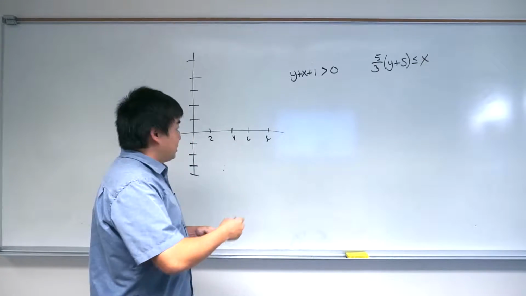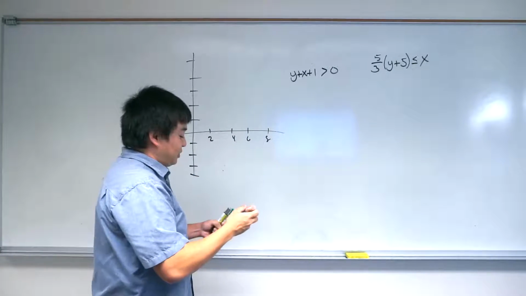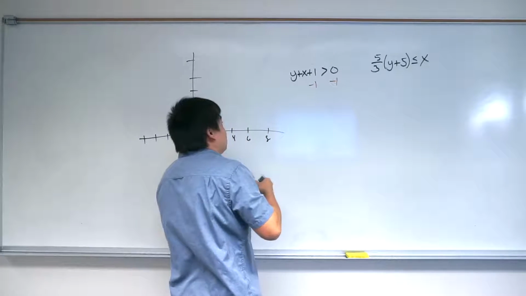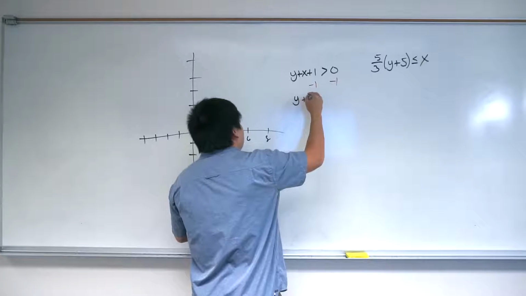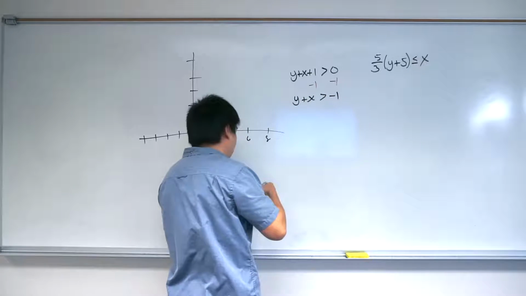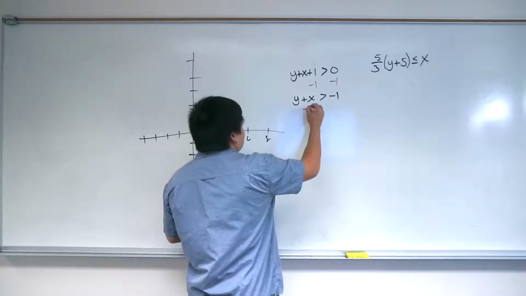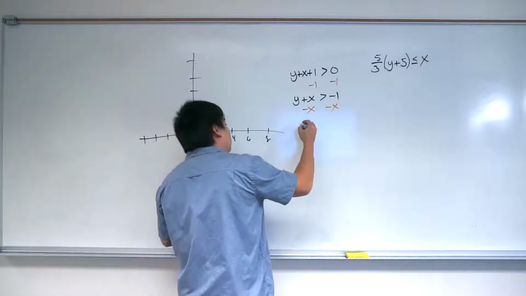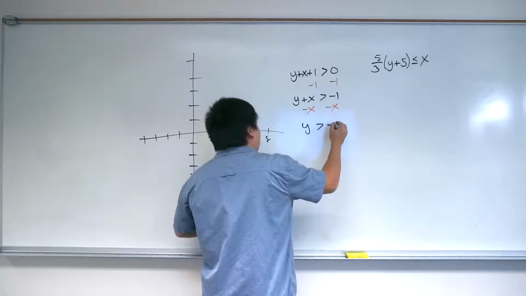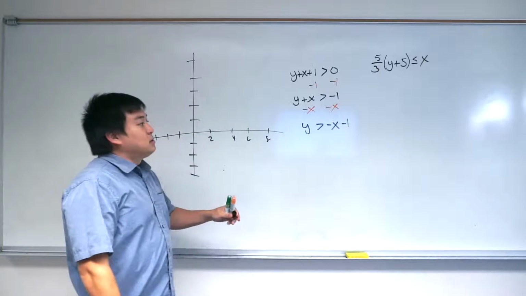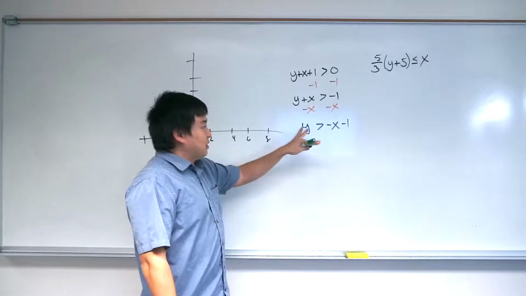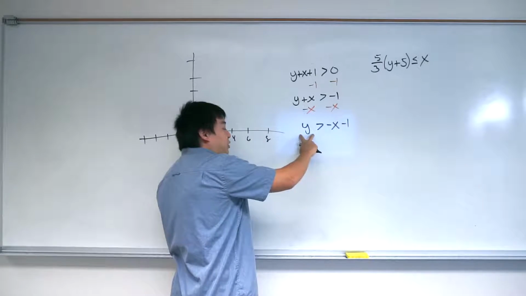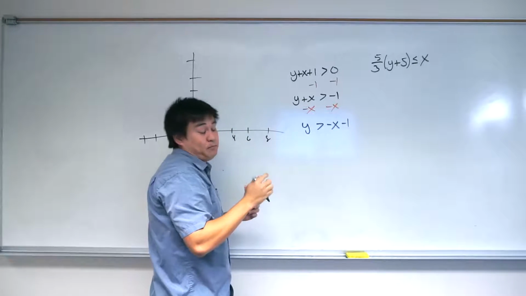So let's go ahead and do the first one on the left, which is fairly straightforward. Subtract 1 from both sides. So we get y plus x is greater than negative 1. And then subtract the x as well. So what we end up with here is y is greater than negative x minus 1. So again, this is going to be a two-variable inequality, where we have the y value or the output being above that line.